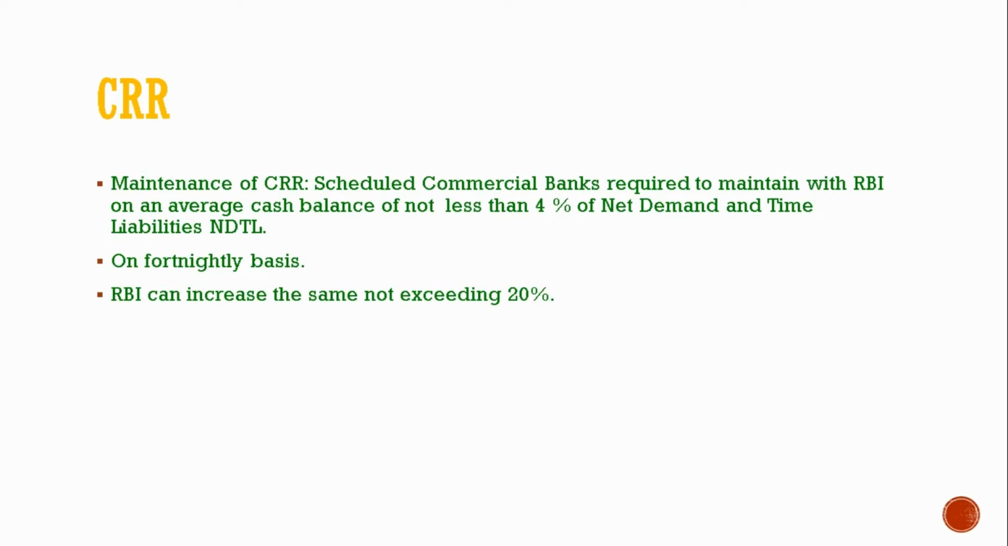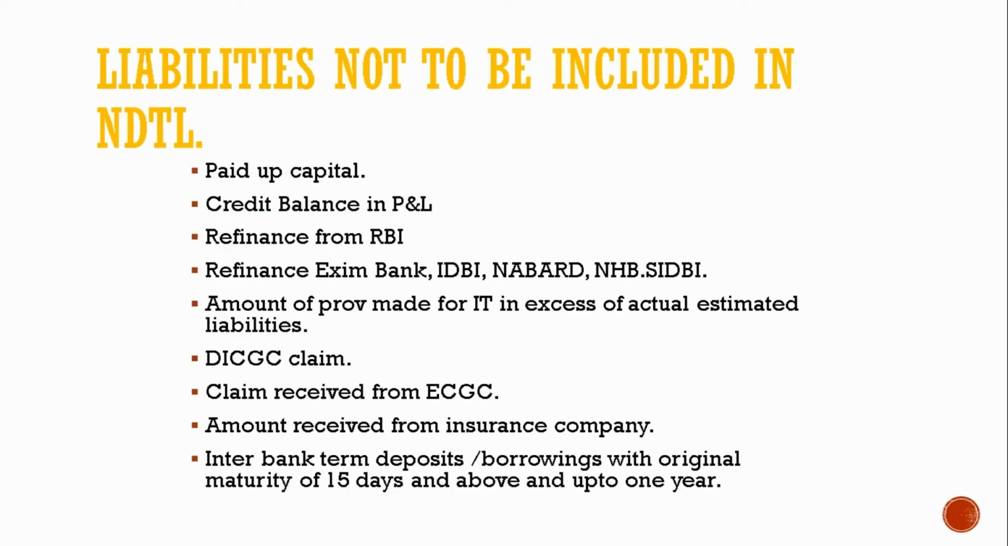Now, if you talk about CRR, maintenance of cash reserve ratio is with scheduled commercial banks required to maintain with RBI on average cash balance of not less than 4% of net demand and time liabilities on fortnightly basis, and RBI can increase the same not exceeding 20%.